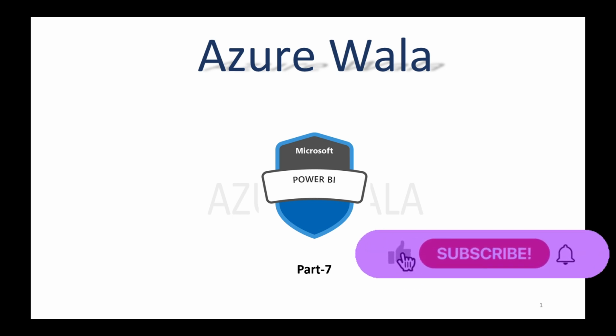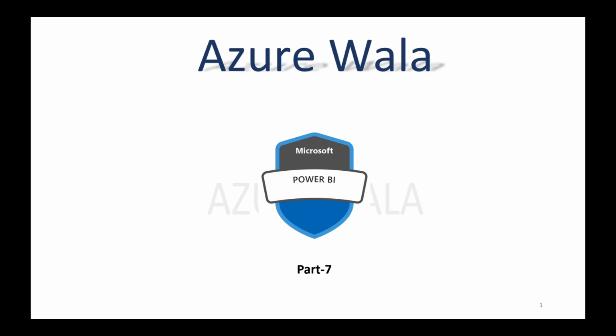We are in part 7 of Microsoft Power BI playlist. In part 1, we learned about the installation of Power BI desktop. In part 2, 3 and 4, we understood about loading data into it. And in part 5, we learned about creating a Power BI report. In part 6, we learned about configuring the general settings of Power BI visualization.